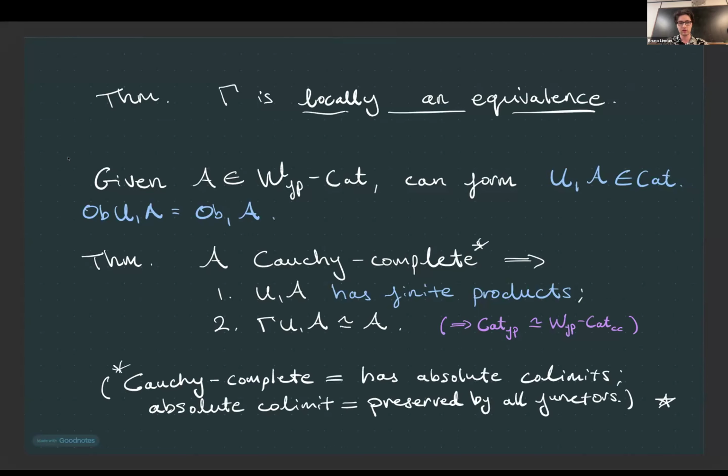I told you about Cauchy complete; if you don't know what this means, it means that it has all colimits that are preserved by any functor. Okay, I mentioned that these tensors that we're interested in are one such example.